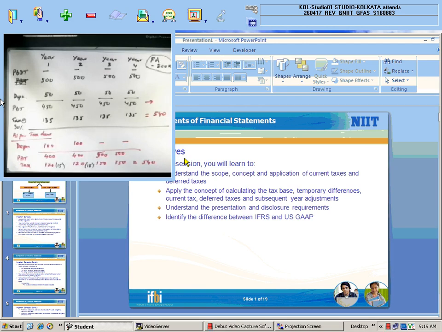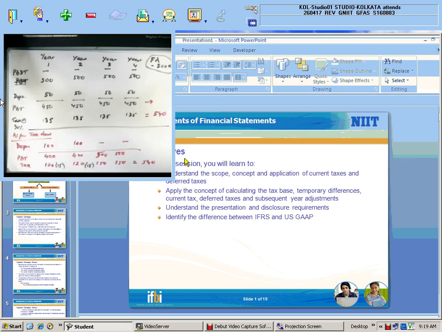So I just wanted to give you a very small example. I hope you have understood. This is simply because of the difference between the way the company depreciates the asset as per the financial reporting requirement and the way the company is required to depreciate a particular asset as per the tax laws.